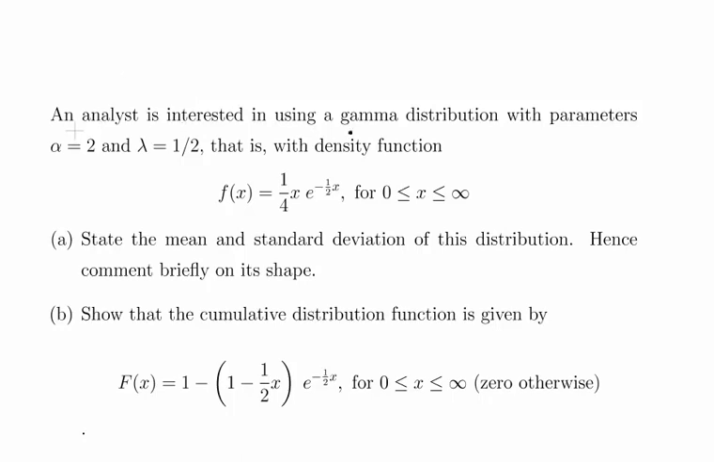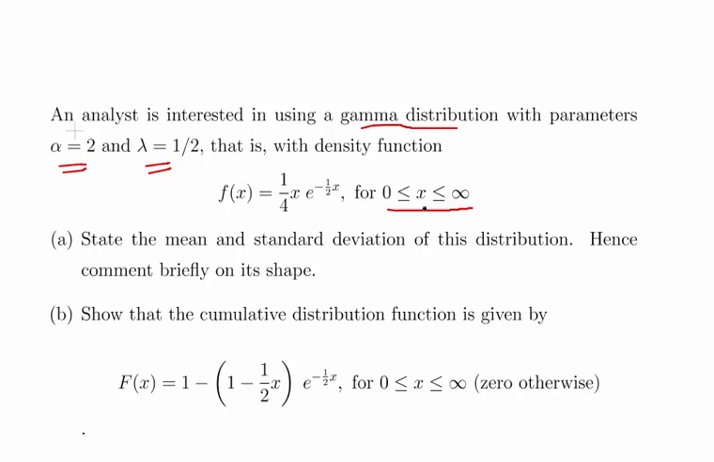Okay, in this presentation we're going to have a look at the gamma distribution. So an analyst is interested in using a gamma distribution with parameters alpha equals 2 and lambda equals 1 half. That is to say, with a probability density function of f of x equal to 1/4 times x times the exponential of minus 1 half of x, for x between 0 and infinity.